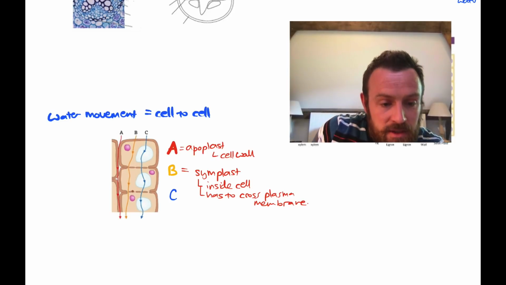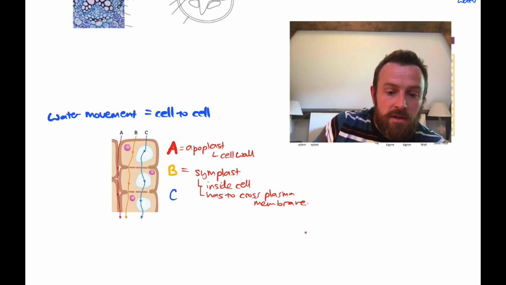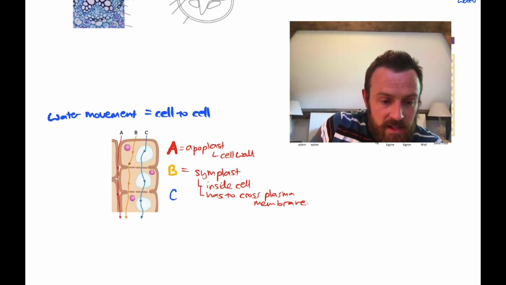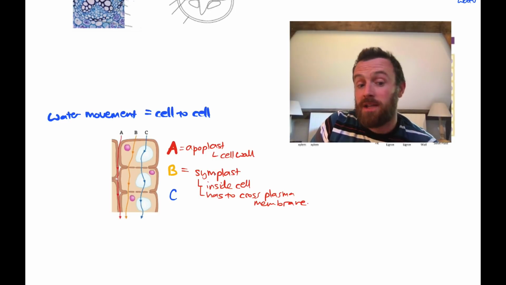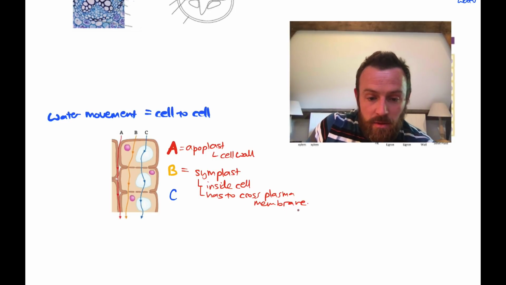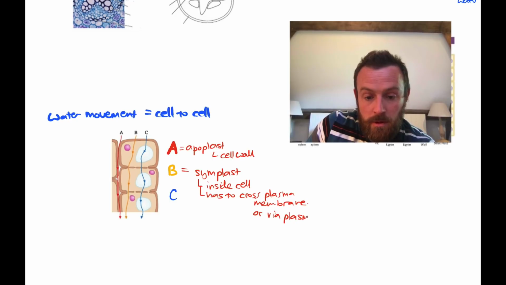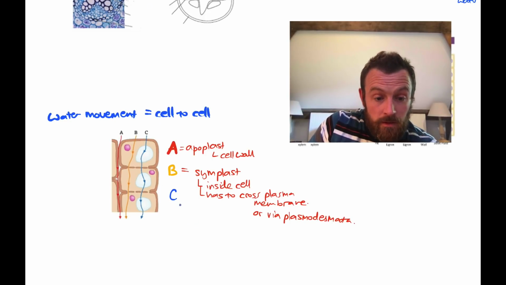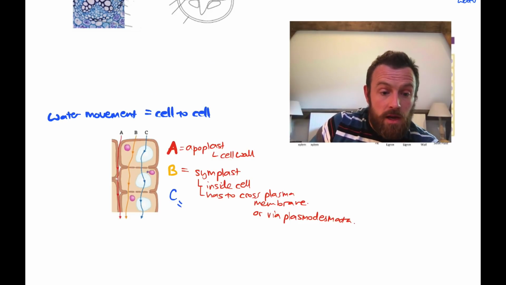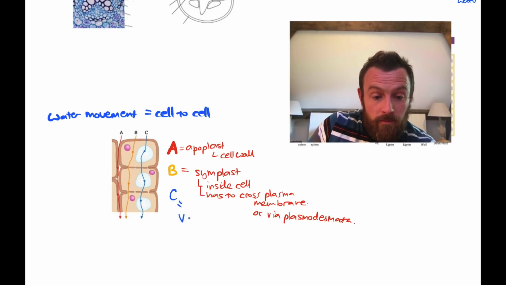Now, this can be made a little bit easier. If you look at this gap here, these gaps between these cells, sorry, these joins between the cells, these are called plasmodesmata, singular plasmodesma. So it has to cross the plasma membrane or go via plasmodesmata. And then C equals the vacuolar pathway.